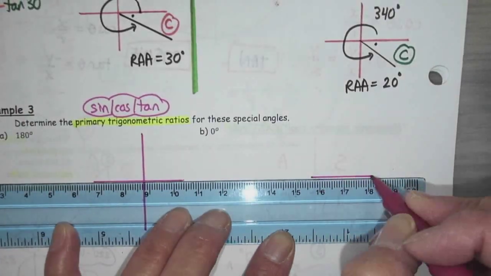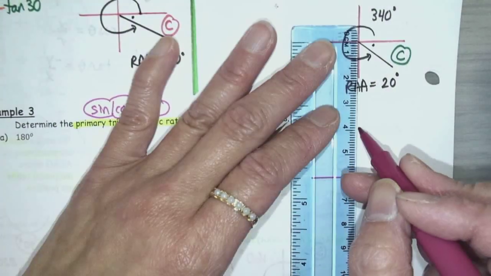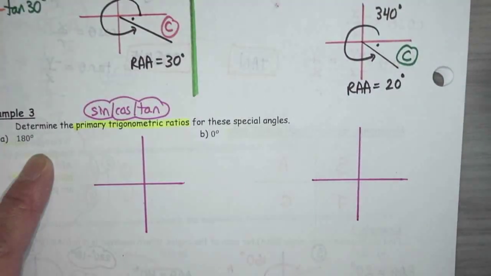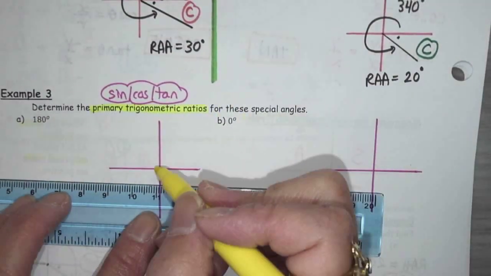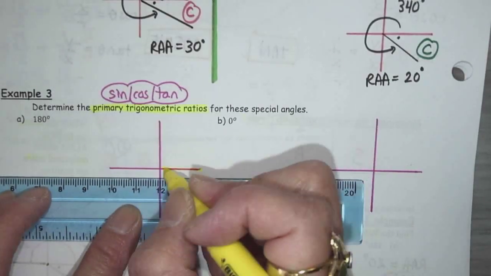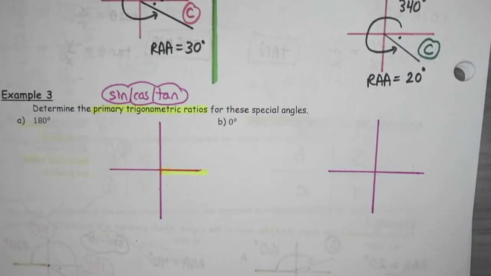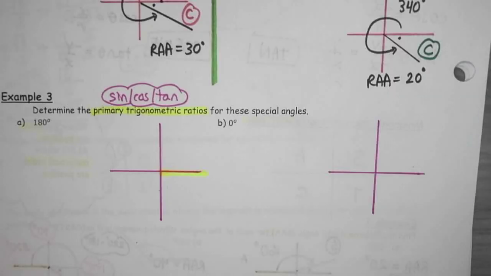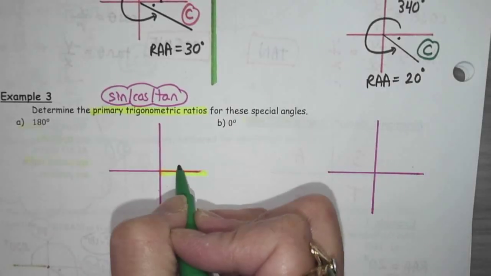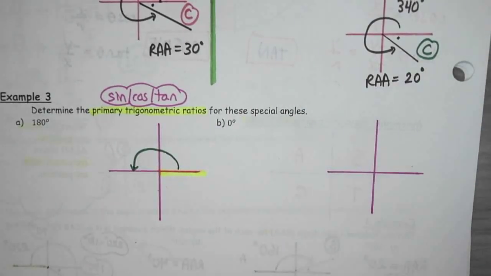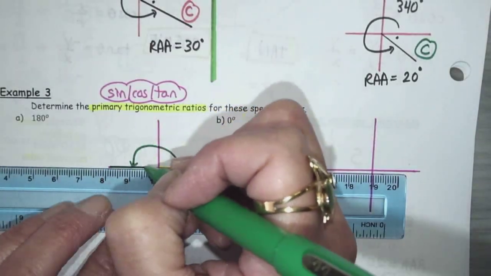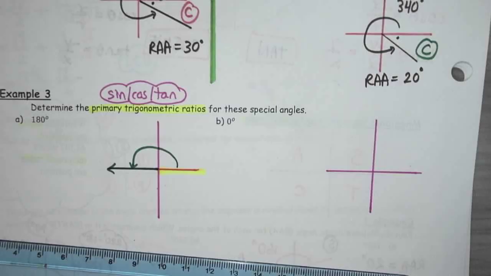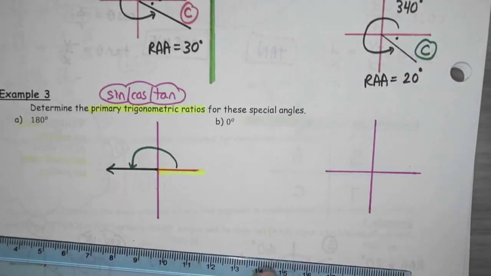So these are special. Why are they special? Watch. They're 180. From my original arm here, I'm turning around 180, so that means I'm going here and I'm landing on the x-axis. So that's my terminal arm. From this around there.